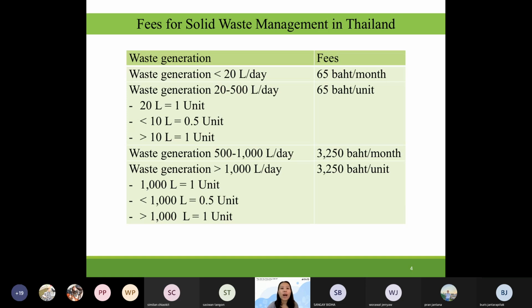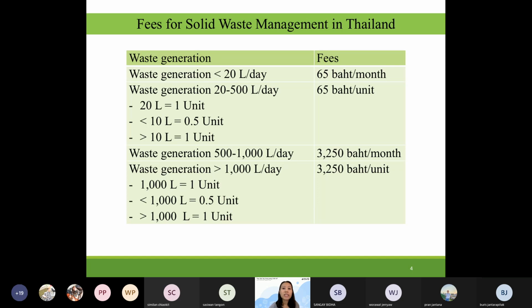That's why the law and regulation in Thailand cannot force people to reduce the amount of waste, because they don't concern about the environment, right? Because they know only 20 baht or 30 baht per month is too cheap.